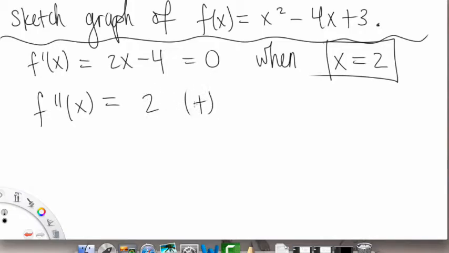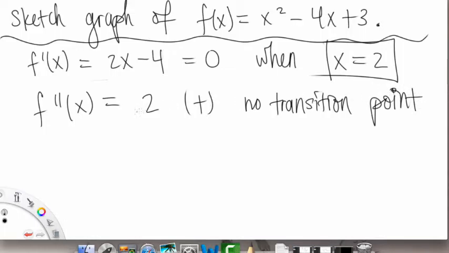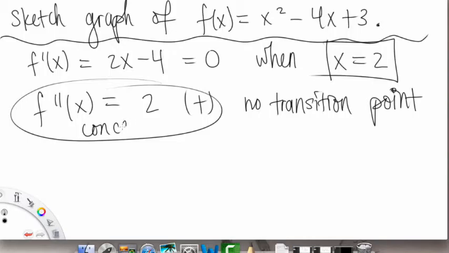Okay, so this is a positive value. Now we found our first and second derivatives. So this is always going to be positive, so there's no transition point for the second derivative. That means there's also no point of inflection, right?